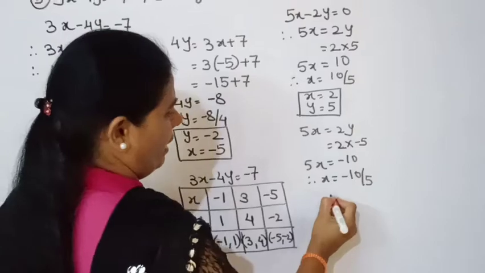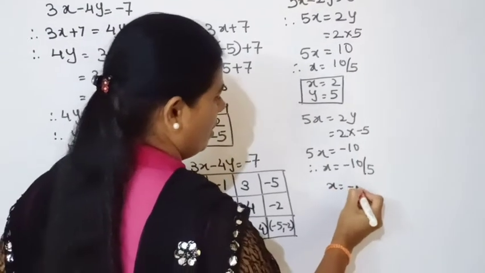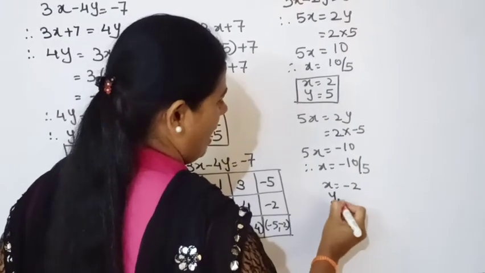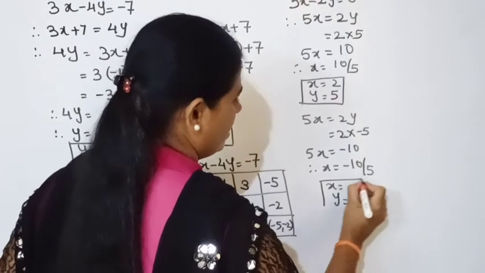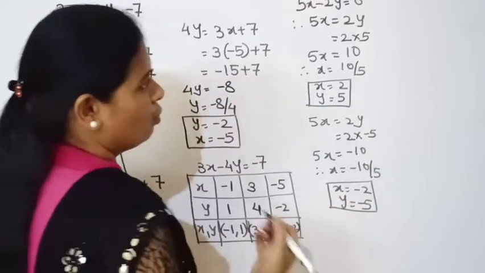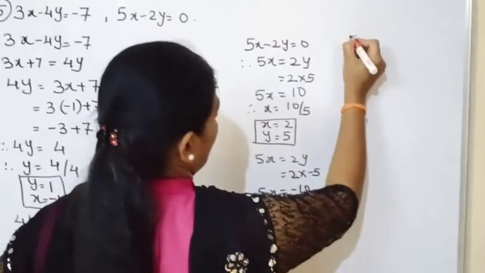Okay. So after dividing, you will get x equal to minus 2. And y I have taken as minus 5. This is our second point. Now we will move towards the third point.